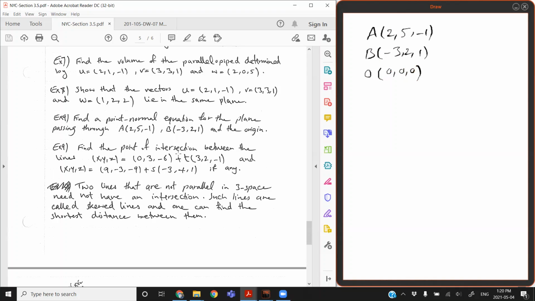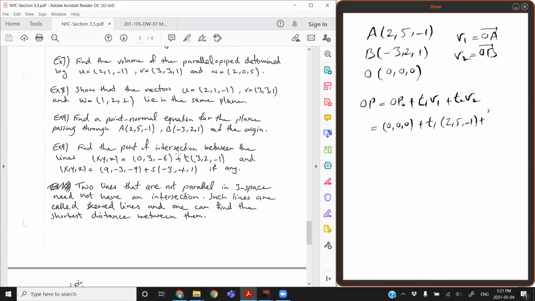What we need is a point normal equation. It would be very easy to find a vector equation. So the vector equation would be OP is OP0 plus t1 v1 plus t2 v2. So it's going to be 0, 0, 0. I can use the origin for the point, plus t1. The vector v1 can be OA, so 2, 5, negative 1, plus, for vector v2, I can use OB.